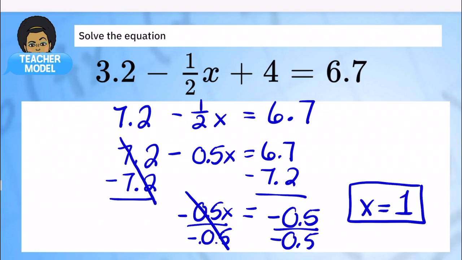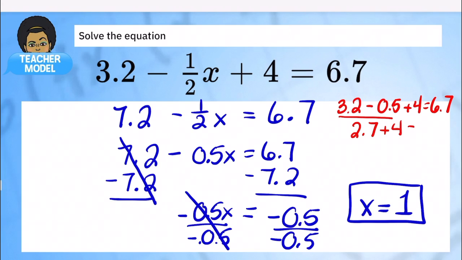I'm going to use a different pen color again, so we can check. And we have 3.2 minus 0.5 plus 4 is equal to 6 7/10. Now we can just use our order of operations and go from left to right. 3 2/10 minus 5/10 is 2 7/10 plus 4 is equal to 6 7/10. And 2 7/10 plus 4 is 6 7/10. It is equal to 6 7/10.